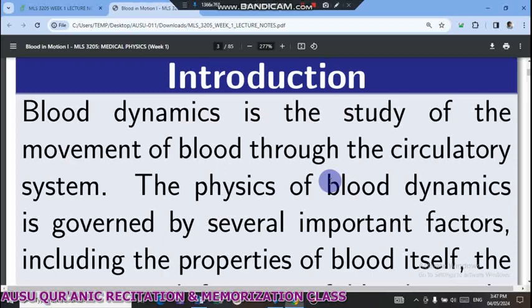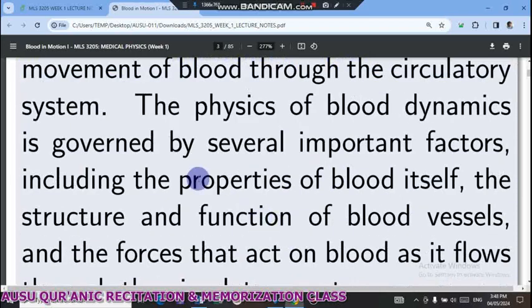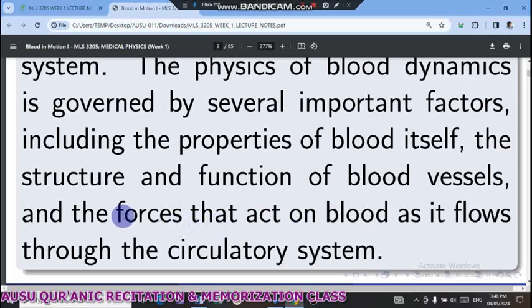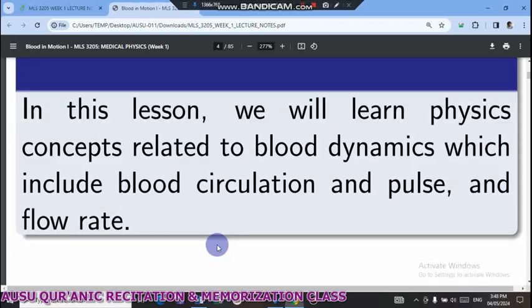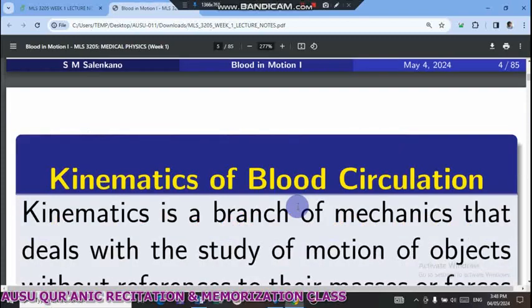The physics of blood dynamics is governed by several important factors, including the properties of blood itself, the structure and function of blood vessels, and the forces that act on blood as it flows through the circulatory system. Now, in this lecture, we will learn physics concepts related to blood dynamics, which include blood circulation and pulse and flow rate.